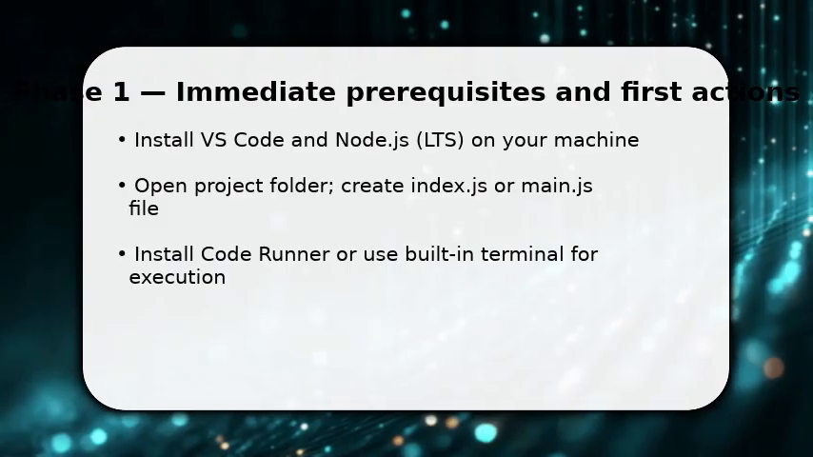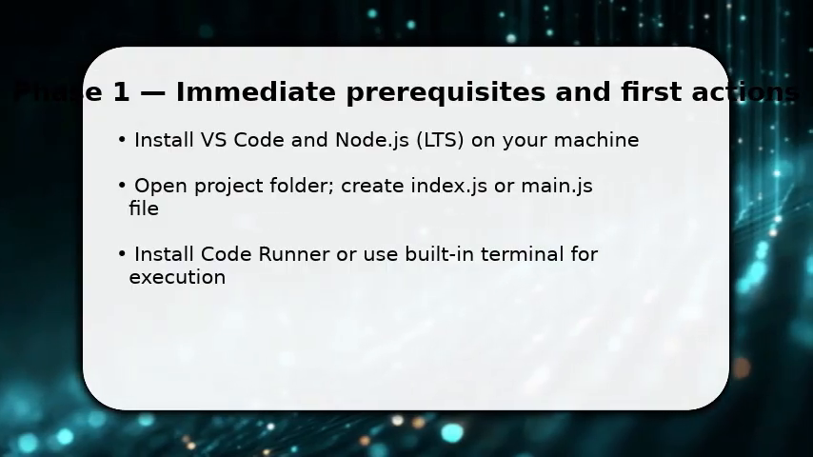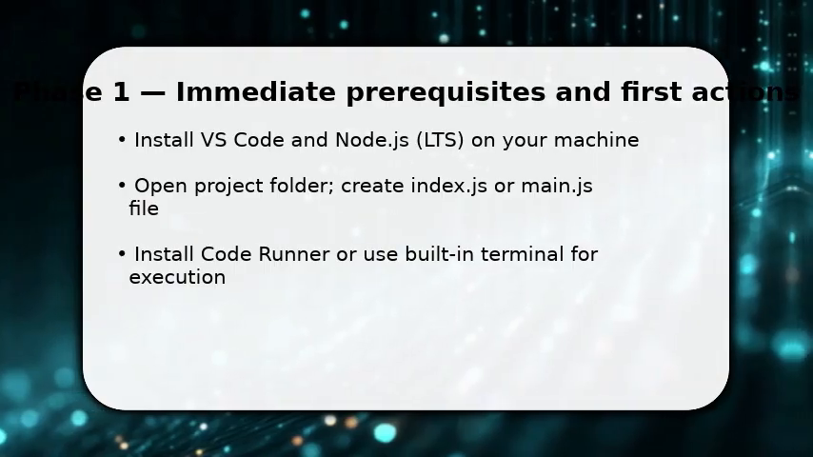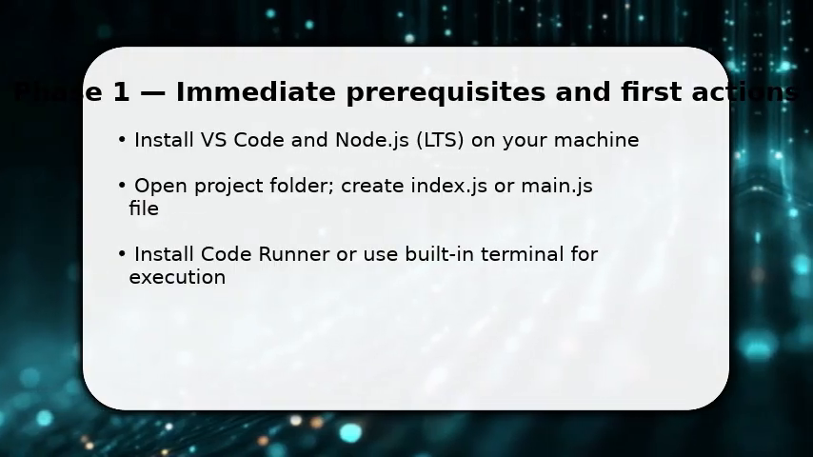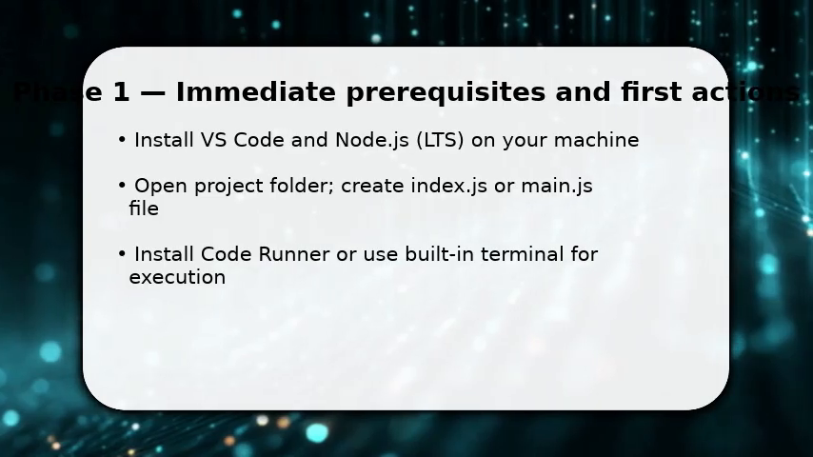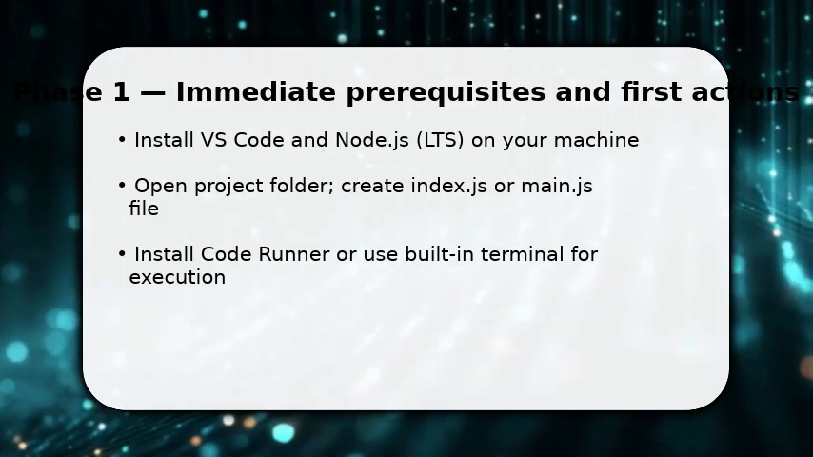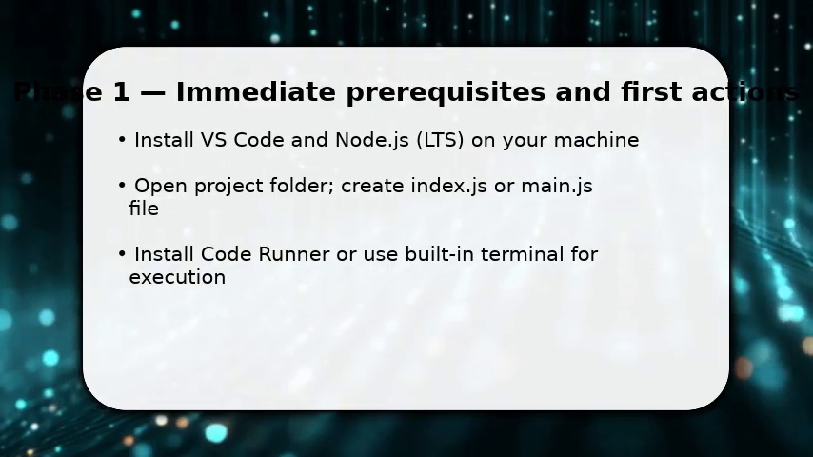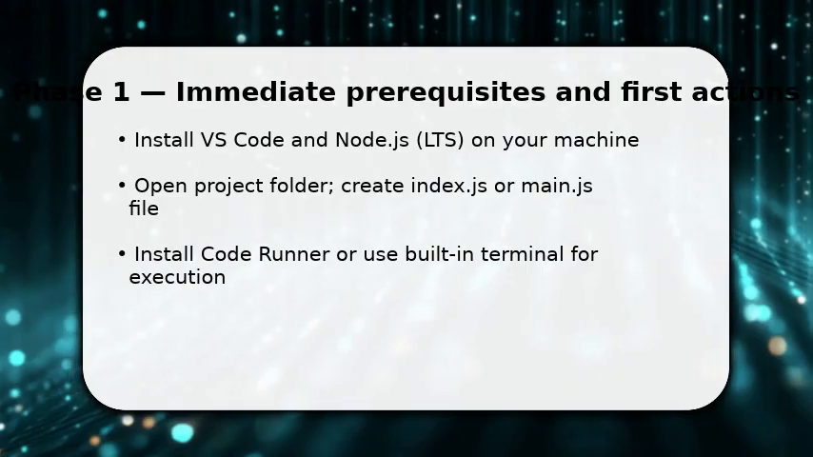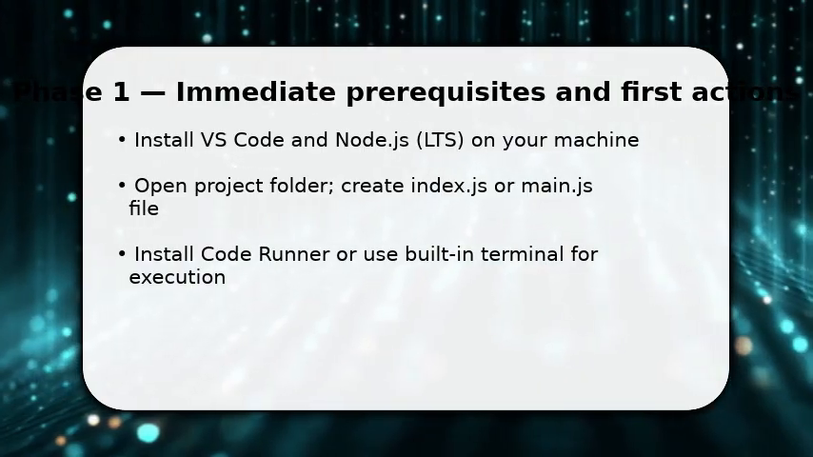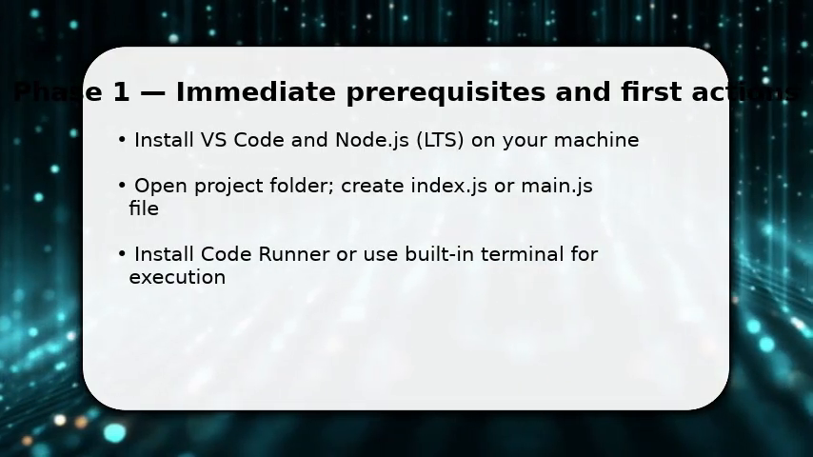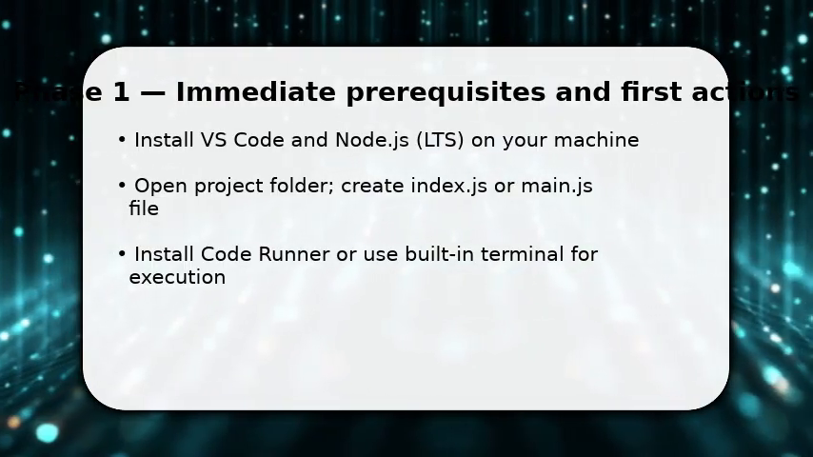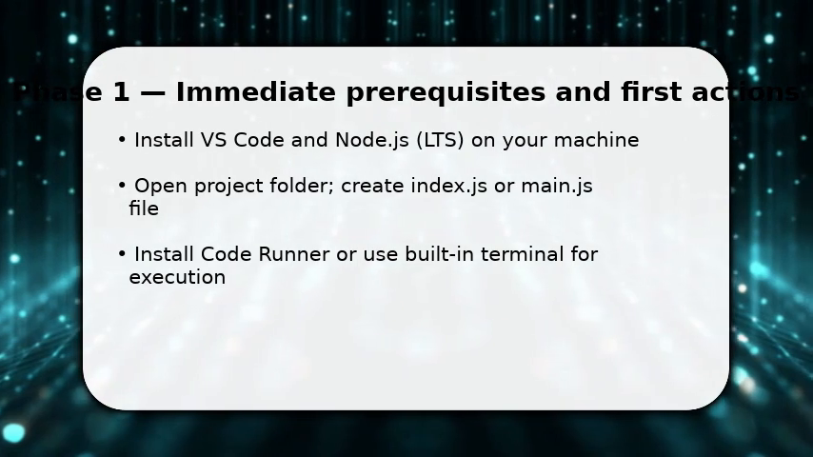You start by confirming prerequisites, VS Code and Node.js installed so code can run locally. Open the project folder in VS Code and create index.js right away. Once done, pick how you will run code. Either install the Code Runner extension for one-click execution or plan to use the integrated terminal with node index.js. This early choice affects later workflow, so make sure your extension and terminal are ready before moving on.